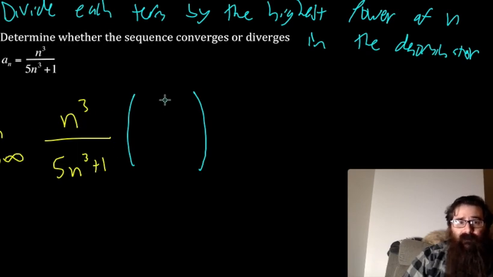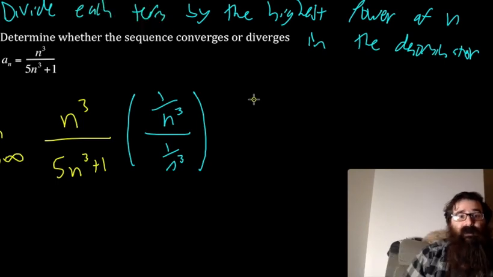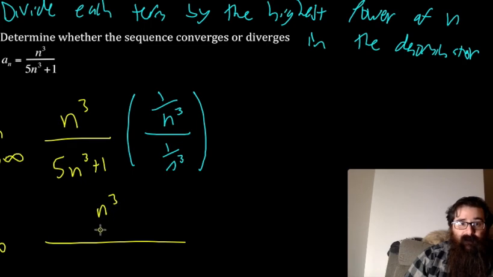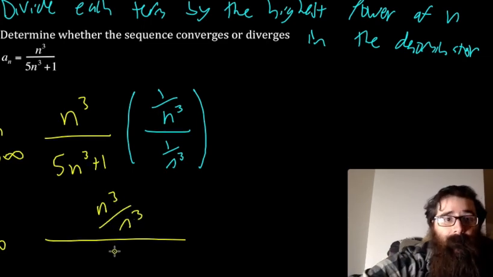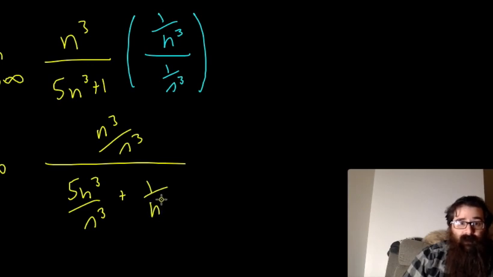I want to divide everything by n cubed, but the reason why it works is I'm using this clever form of the expression 1 as 1 over n cubed divided by 1 over n cubed. And then when I distribute this in, it's going to end up dividing each term from the original expression by n cubed. Let's see how that looks. This is going to become the limit as n goes to infinity of, in the top, n cubed divided by n cubed. And then in the bottom, I'm going to have 5n cubed divided by n cubed, plus 1 divided by n cubed. So everything gets divided by n cubed, essentially.